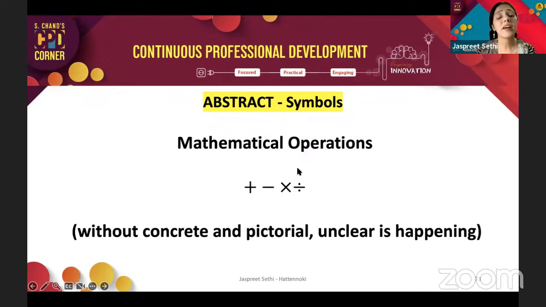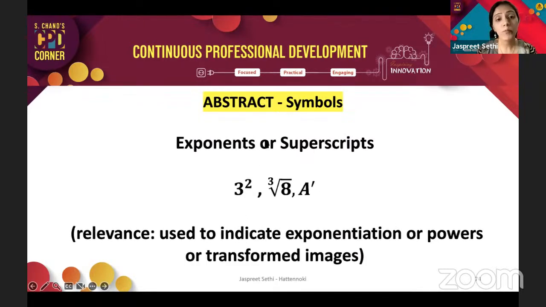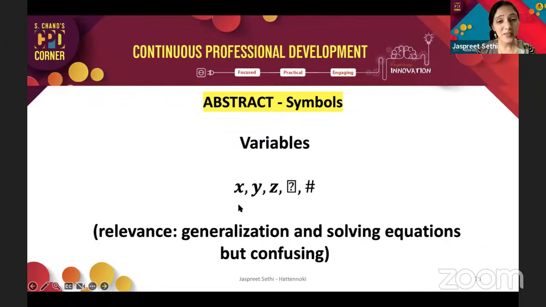Mathematical operations are very hard to understand without understanding what is really happening when we are multiplying and dividing. When we start using things like exponents and superscripts, which our high school and middle school students start seeing, it's hard to make sense of this if it has not been shown pictorially or concretely. Variables, of course, we start generalizing and solving equations, but then it's confusing.